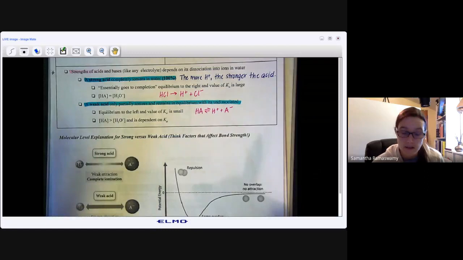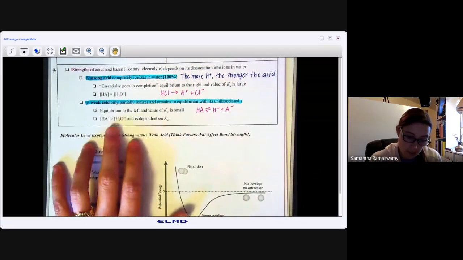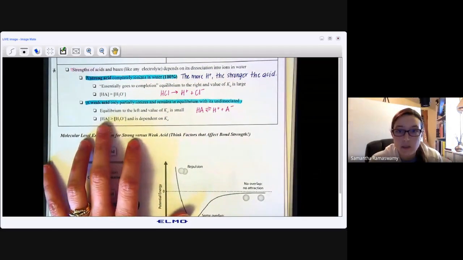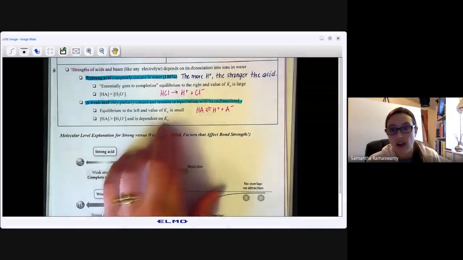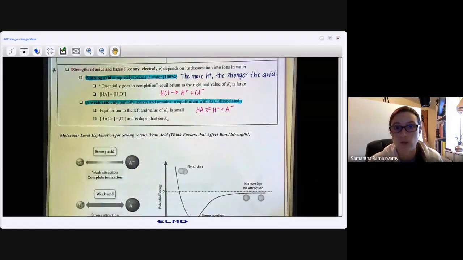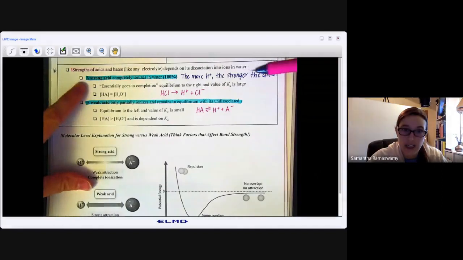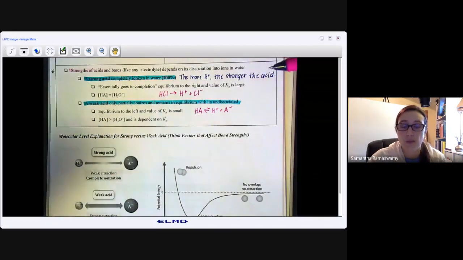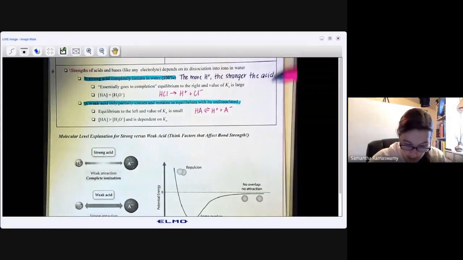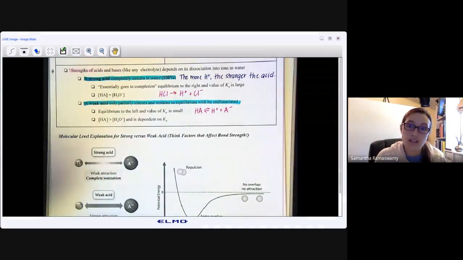And when we think about calculating pH, because it doesn't go to completion, it's at equilibrium, we have to use Ka to figure out pH, which we'll do in the next session. So a strong acid completely ionizes, a weak acid does not. That's why it's really important that we always label everything. And remember, the more H plus that it creates when it's in solution, the stronger the acid.